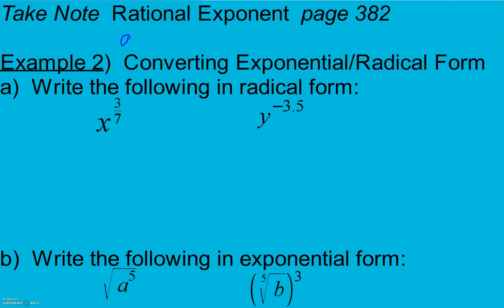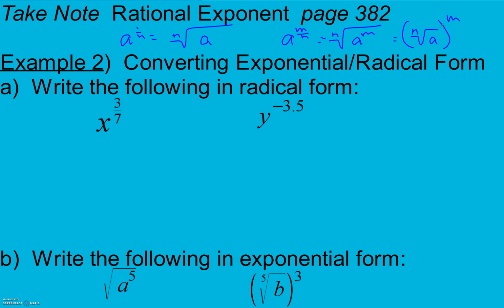So instead of having a to the 1 over n power equals the nth root of a, we can take a to the m over n power. The denominator still stays our index, but the numerator becomes our exponent. We could also write that as the nth root of a to the m power. It doesn't matter whether our exponent is inside or outside, it's still going to give us the same result.